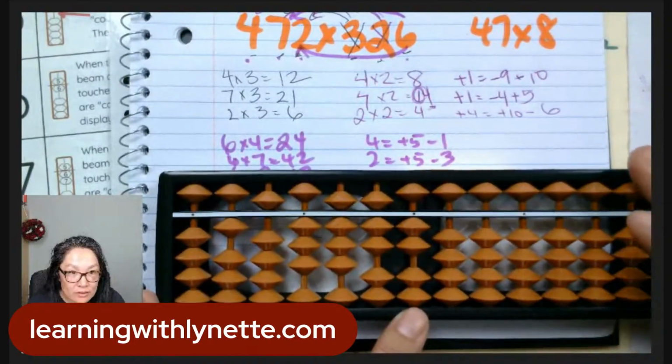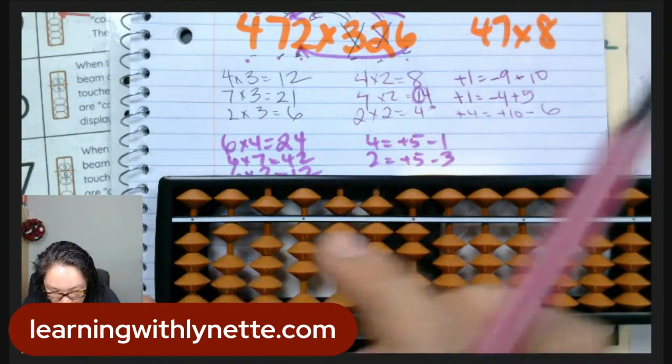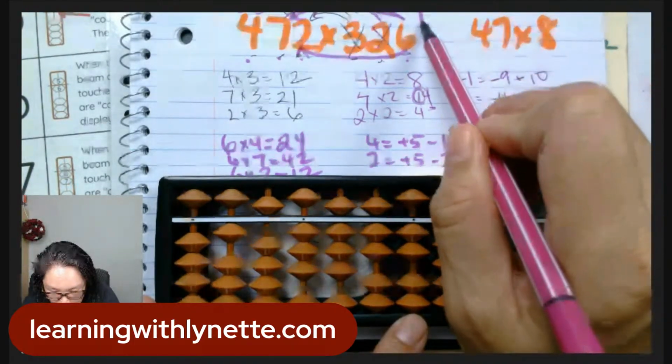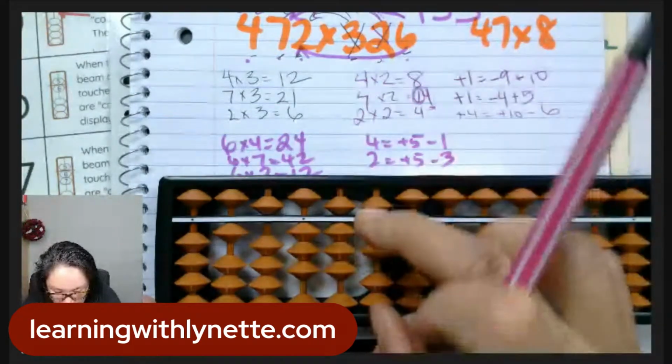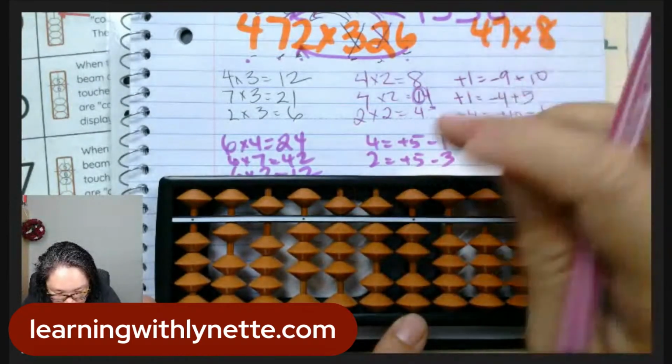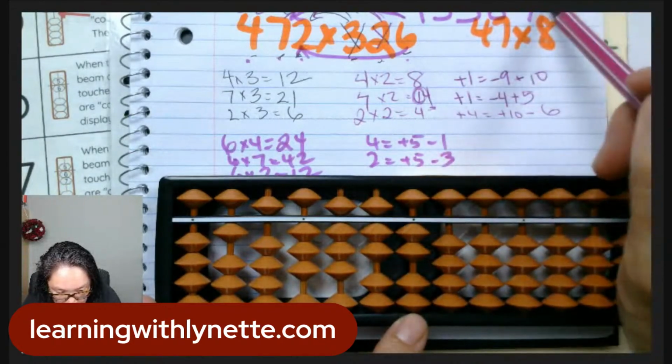So that's my answer. Okay, answer is 1, 5, 3, 8, 7, 2.